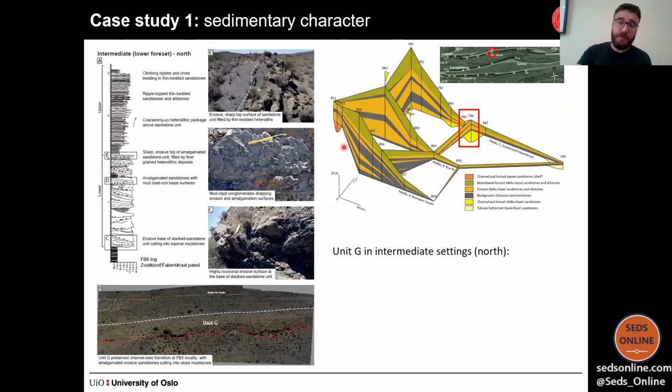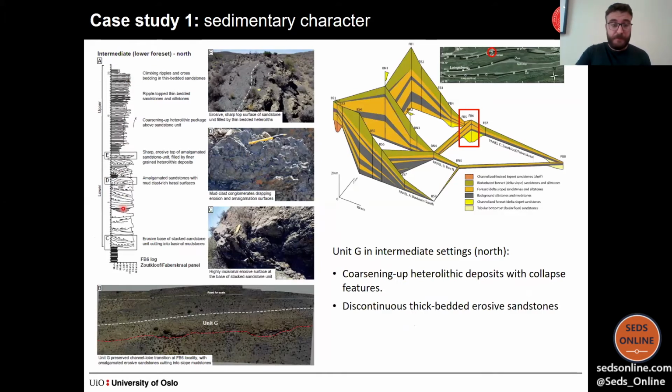As we move on farther to the north and a little bit down dip, unit G here still shows some coarsening, thickening up heterolithics, but then in the lower part, we have these continuous thick-bedded erosive sandstones with a lot of mud clasts and a lot of amalgamation surfaces. And when we try to map it and follow it with drone, we see that they are essentially very, very discontinuous.